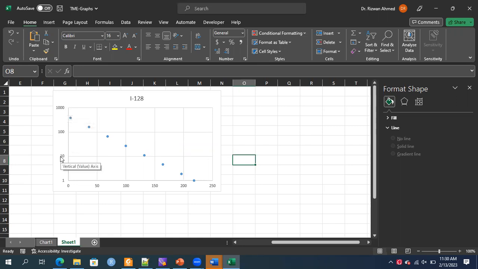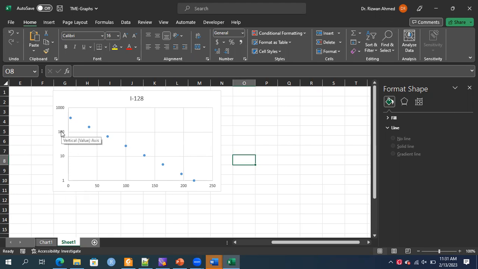So it is all increasing in powers of 10. So it is 10 raised to the power 0, 10 raised to the power 1, 10 raised to the power 2. If you want to change it, it's your own choice. If you say this is 1, then the first division downward would be 10 raised to the power minus 1, then 10 raised to the power minus 2, 10 raised to the power minus 3. So the scale jumps are multiples of 10.